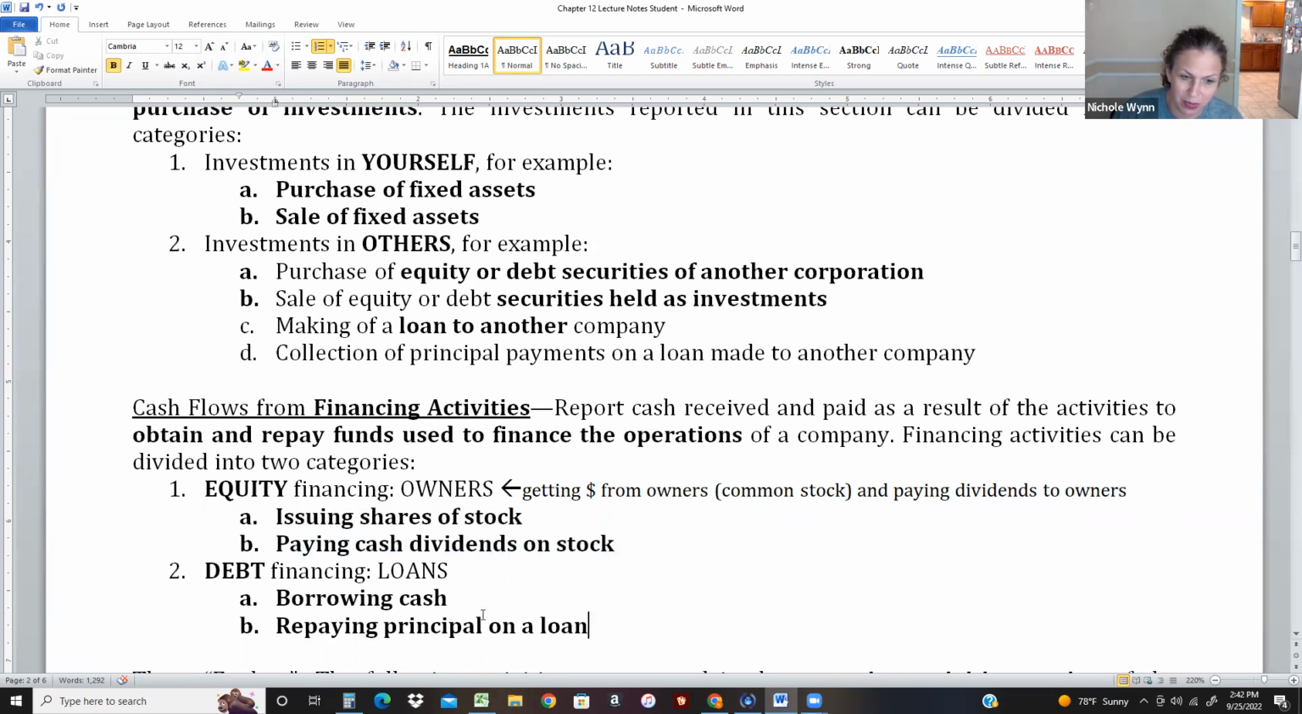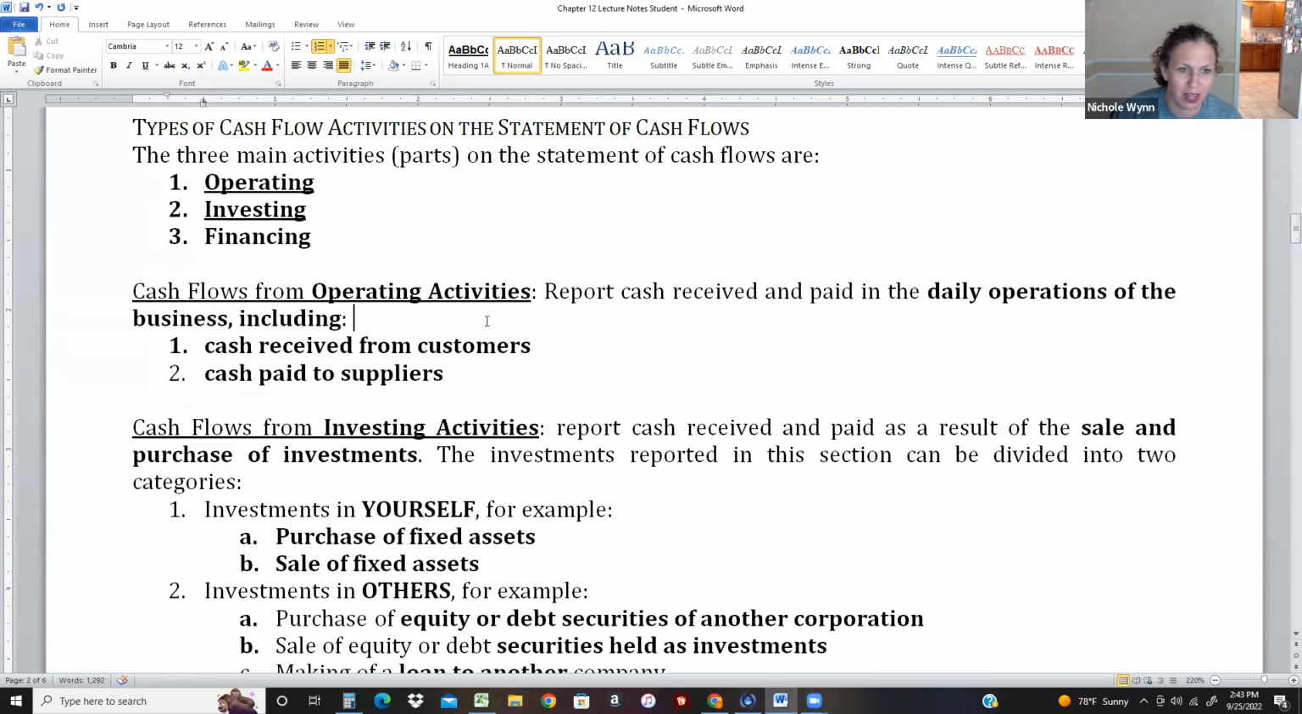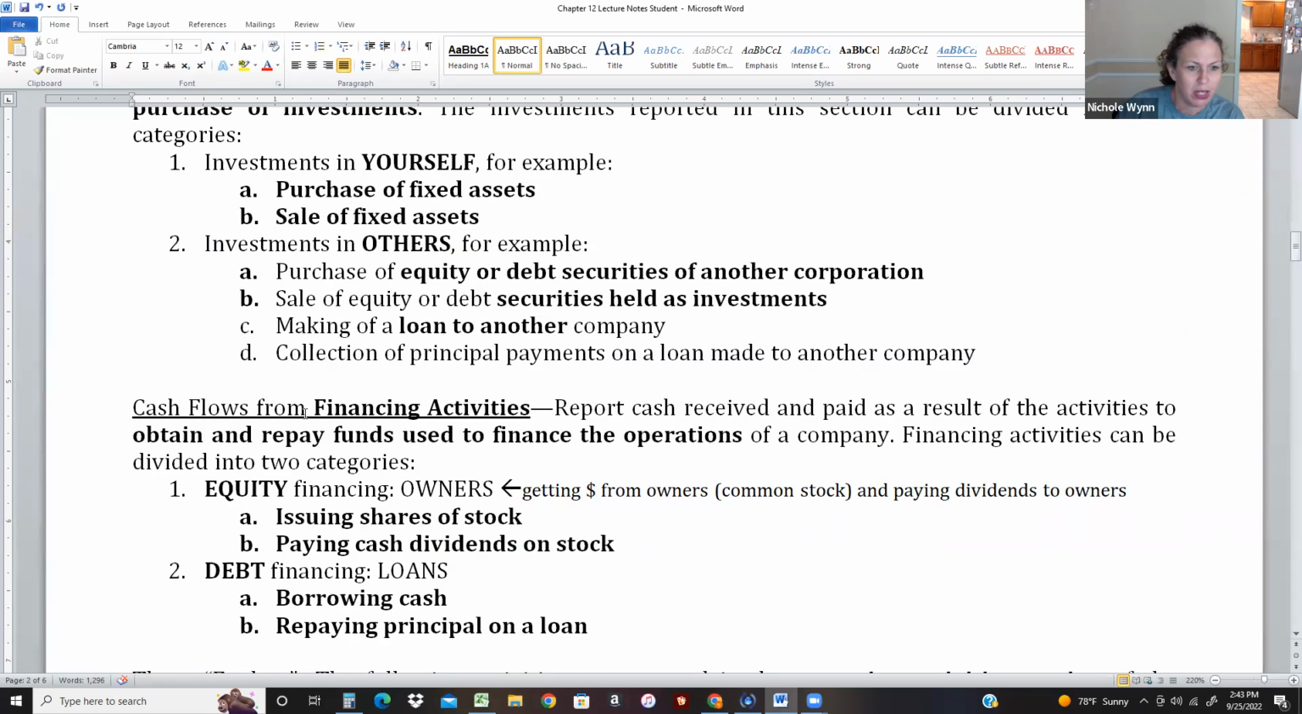So loans go in this section. If it isn't investing in yourself, investing in others, owners, or loans, it goes in operating. So operating is everything else. It's your normal stuff. So your normal stuff is getting money from customers, paying your employees, paying your taxes, paying your utilities, paying your rent, normal stuff. All of that goes in operating. So your day-to-day transactions are mainly in the operating section.